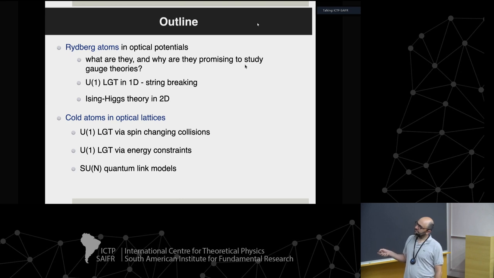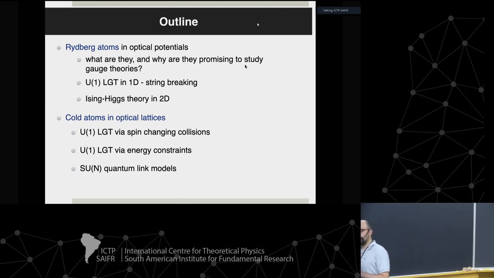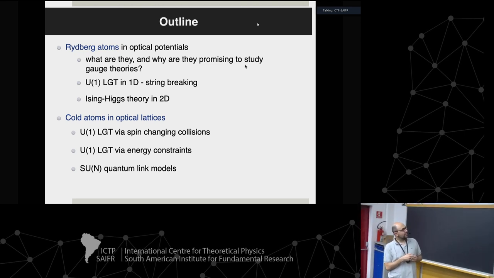In the second part, we will instead move into cold atoms in optical lattices that we have already seen at the beginning of our lectures in the context of these Bose-Hubbard models. What I would like to present you is first a strategy, which I find very elegant, to realize Schwinger models via so-called spin-exchanging collisions. And this is a particular strategy where you're essentially mapping the dynamics that you get out of angular momentum conservation into a gauge theory. Then we will see instead a more standard implementation based on energy constraints.